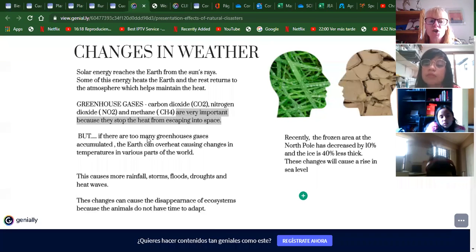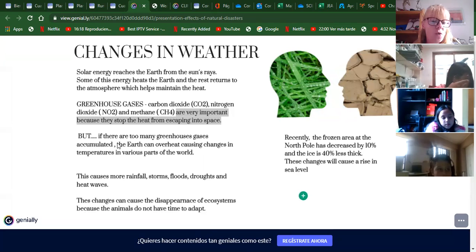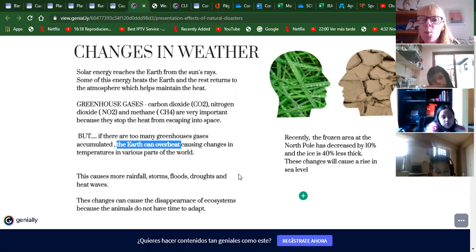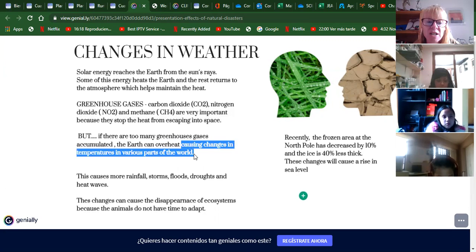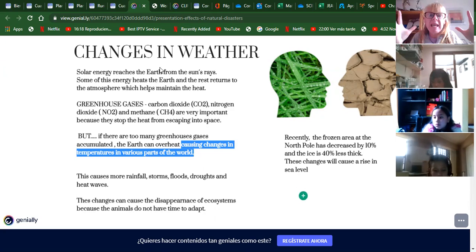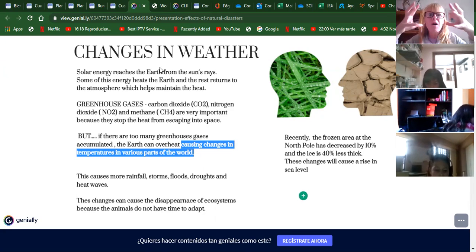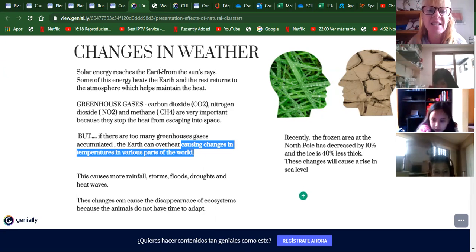But if there are too many greenhouse gases, si hay demasiado carbon dioxide, nitrogen, and methane, then the earth can overheat. Se puede sobrecalentar. ¿Qué pasa con esto? It causes changes in temperature in parts of the world. So, go back. We have gases in the atmosphere which keep the heat in. Great. But if there are too many gases, then more and more heat builds up and it affects the climate.